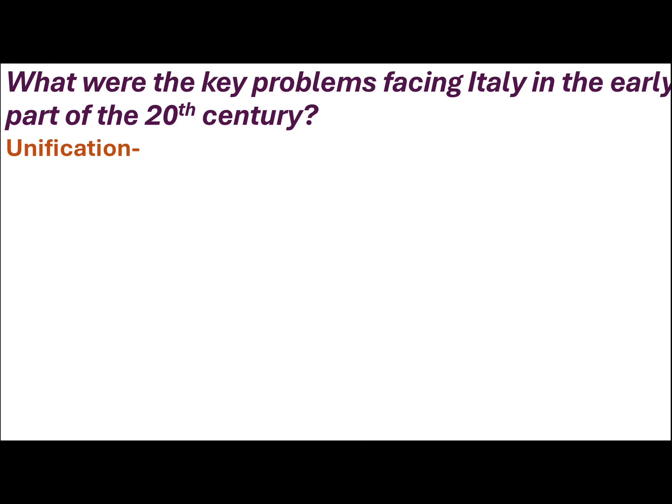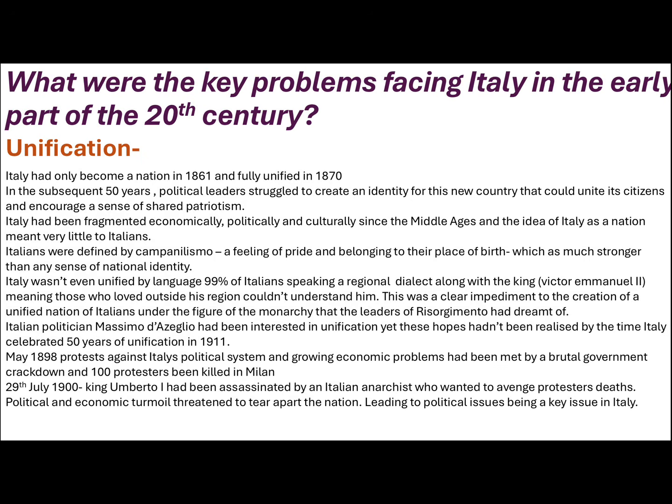20th century? Our first factor is unification. Italy had only become a nation in 1861 and was fully unified in 1870. In the subsequent 50 years, political leaders struggled to create an identity for this new country that could unite its citizens and encourage a sense of shared patriotism. Italy had been fragmented economically, politically and culturally since the Middle Ages, and the idea of Italy as a nation meant very little to Italians. Italians were defined by campanilismo, a feeling of pride and belonging to their place of birth, which is much stronger than any sense of national identity.